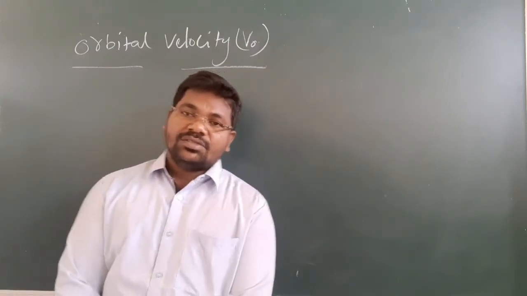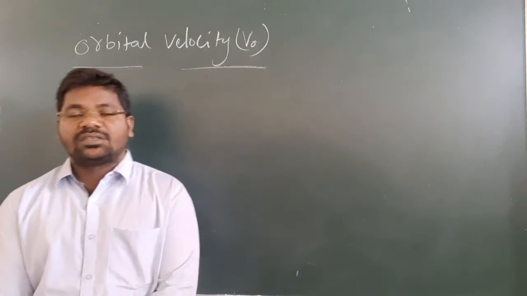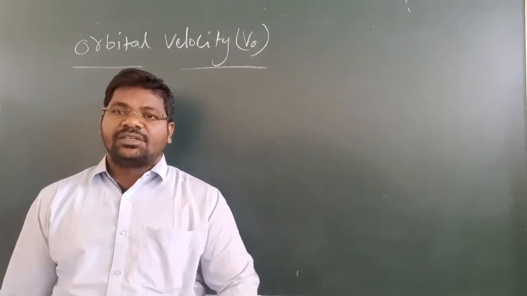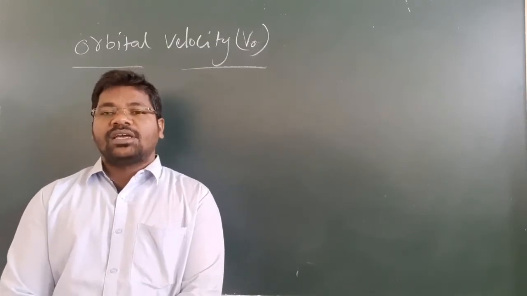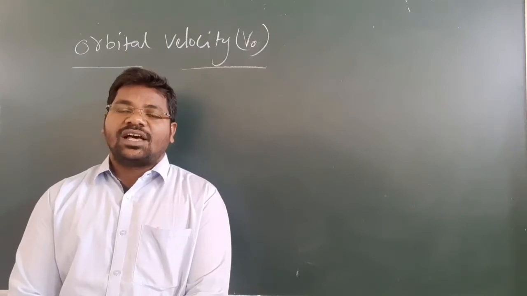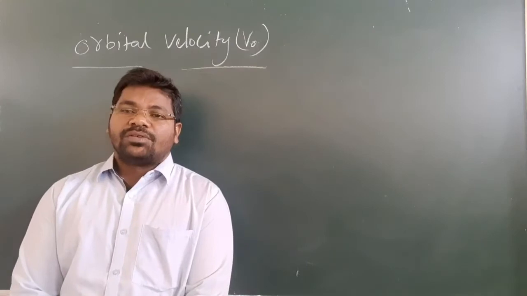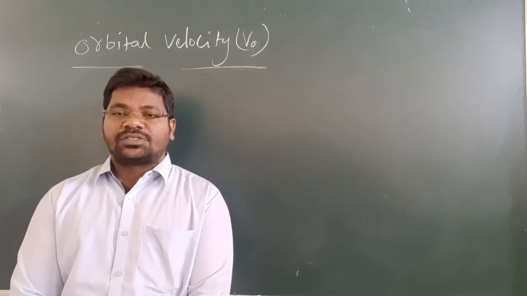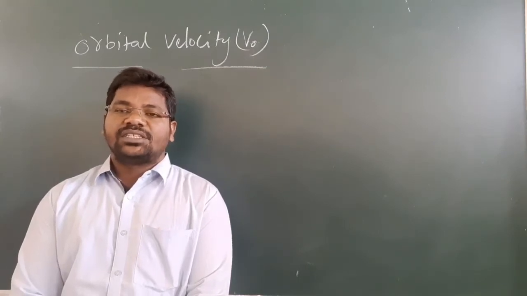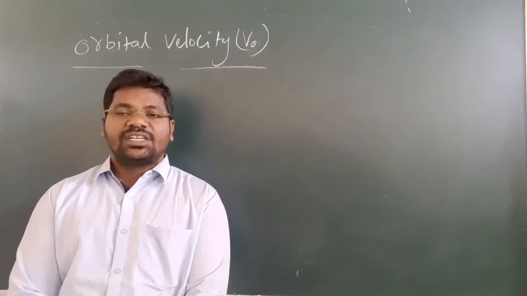So in this case, while a satellite or any object revolves around the earth or moon, two forces are acting on the body or satellite: centripetal force and centrifugal force. Centripetal force means towards the center, and centrifugal force means away from the center.